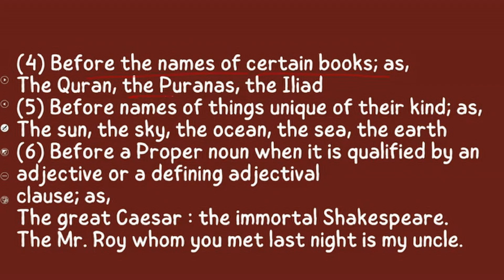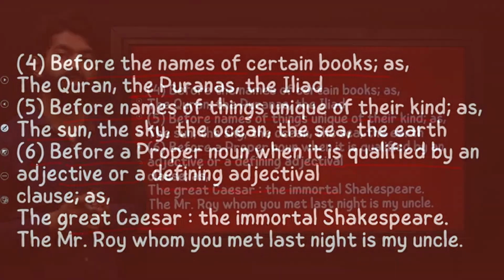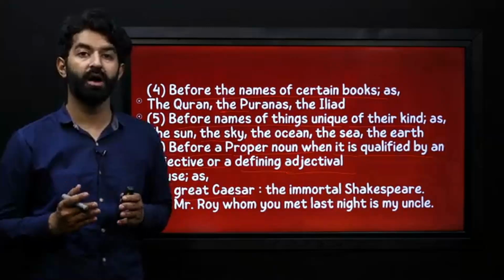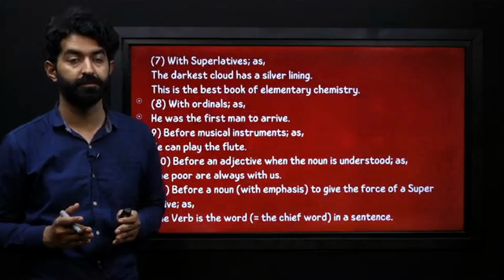We will use it before names of things unique of their kind, as the sun and the sky and other examples, and before a proper noun when it is qualified by an adjective or a defining adjectival clause, as the great Caesar, the immortal Shakespeare. So when it comes with an adjective, then also we can use the definite article "the".